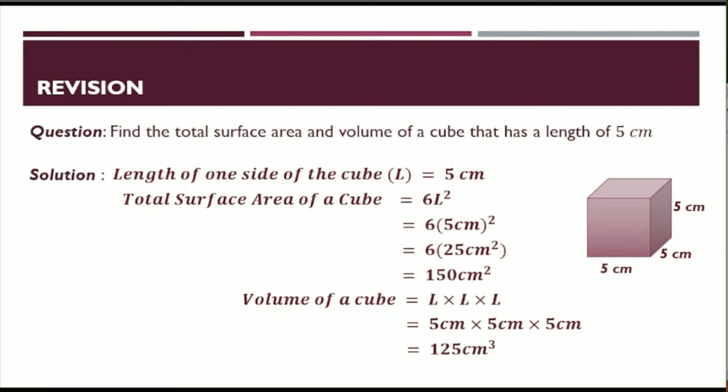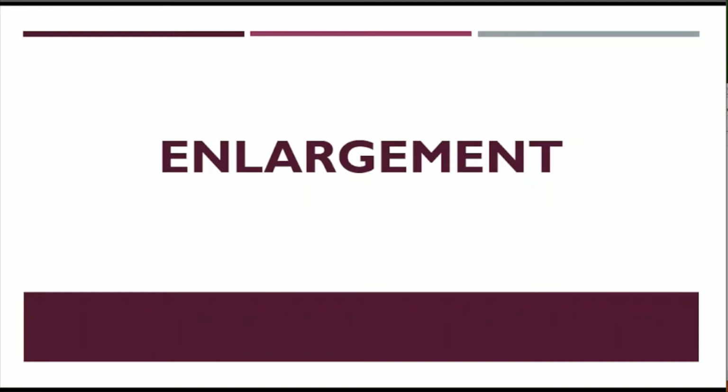We can also find the volume of the cube by multiplying the length by itself 3 times, that is L times L times L. So that gives us 5 times 5 times 5, and that gives us 125 cubic centimeters as the volume. Let's move on to today's topic.